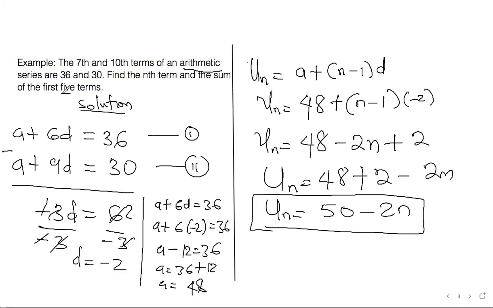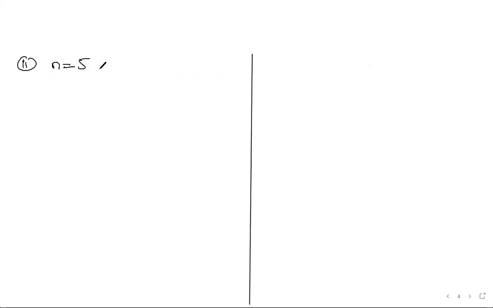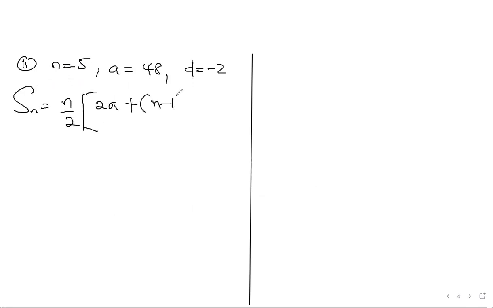The series is an arithmetic series. So that means here n is 5, because the question says first 5 terms. Then we know a is 48 and d is minus 2. And I can use the formula Sn equals n over 2 into 2a plus n minus 1 d.